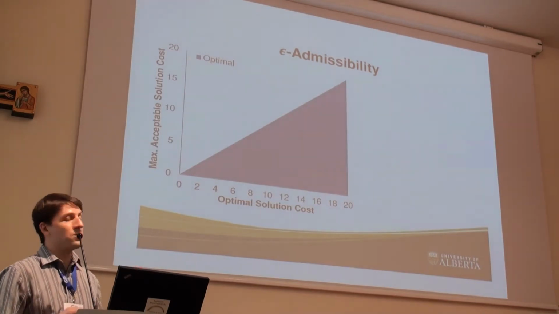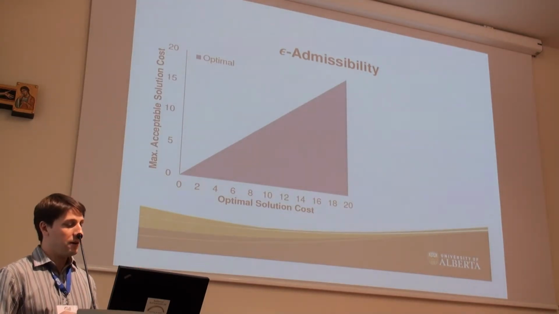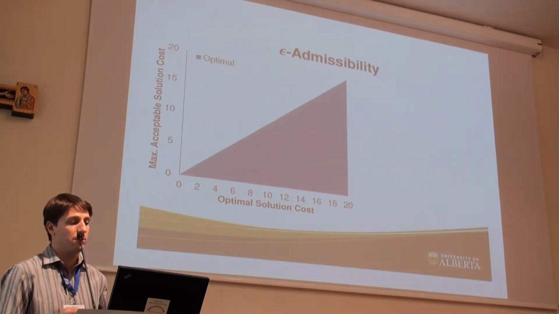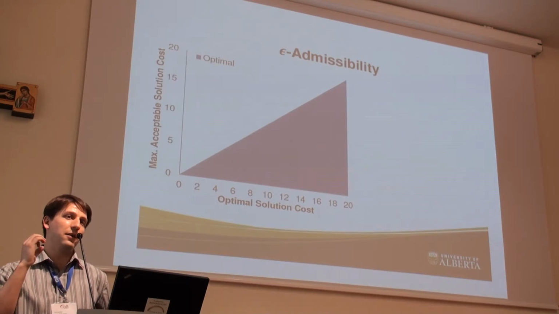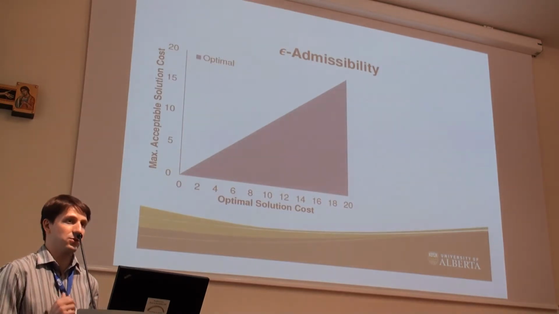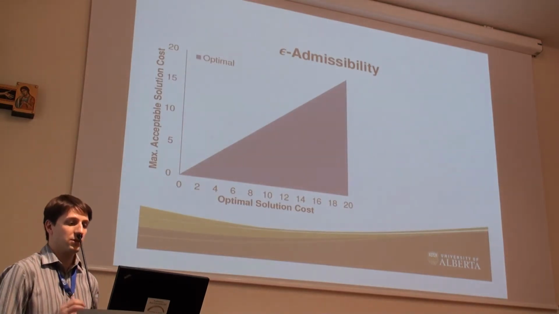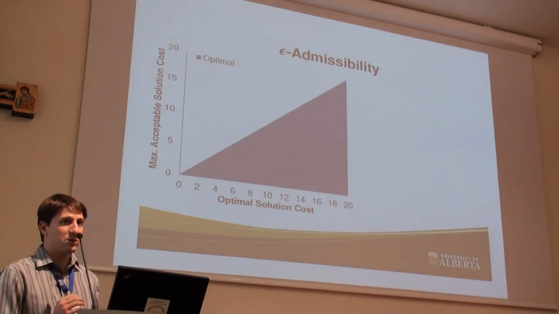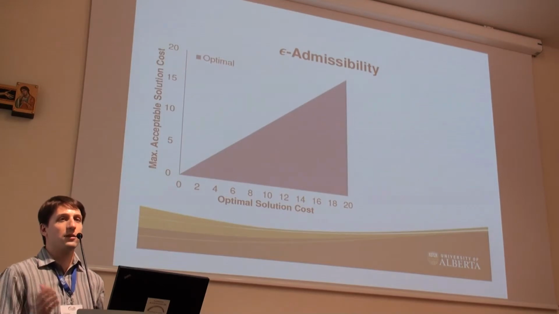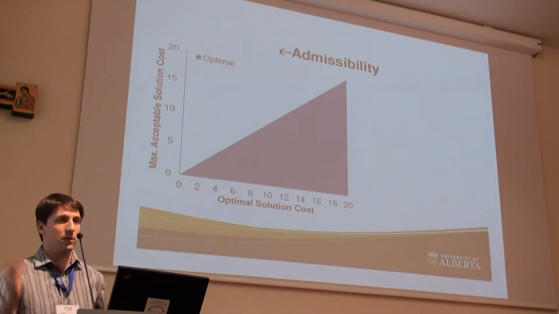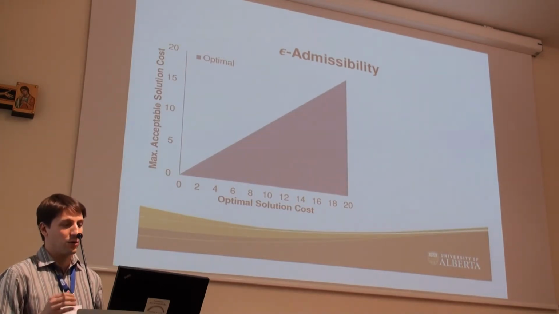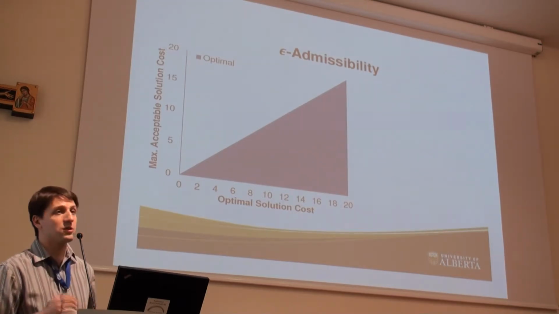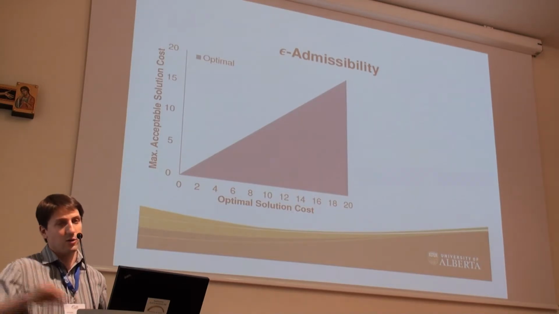So this is what it kind of looks like. Here I just have a graph where the x-axis is the actual optimal solution cost to your problem, and the y-axis is what you're going to allow for the maximal acceptable solution cost for that corresponding optimal cost. So for example, if we're talking about optimal search, if we have an optimal solution cost of 10, well then you're only allowed to return solutions that have cost 10. Likewise, if it's 14, you're only allowed to return ones with cost 14. So you have to return a solution in some sense in this blue area, although in reality you're just talking about that line.